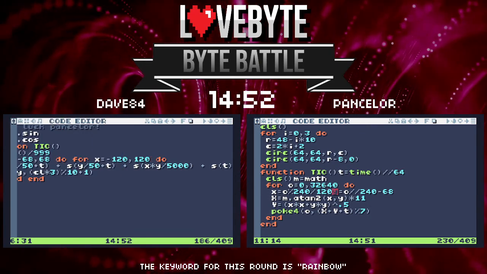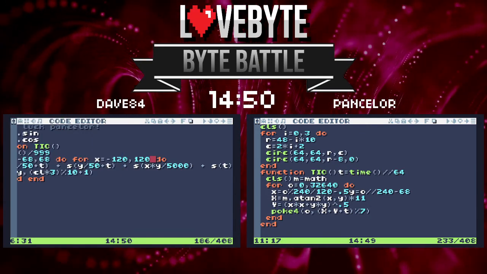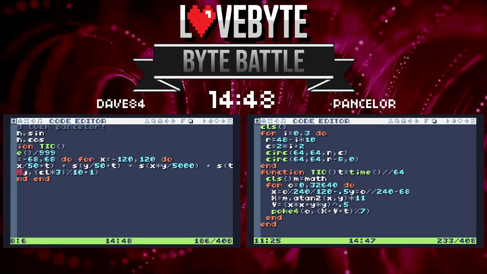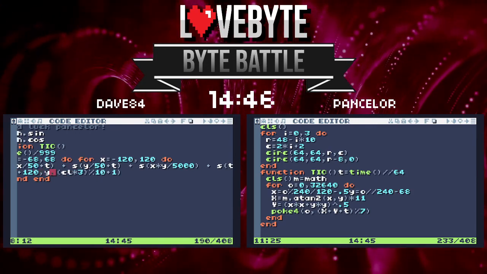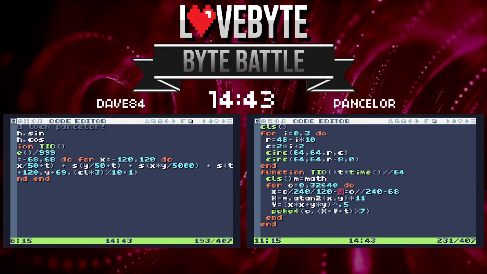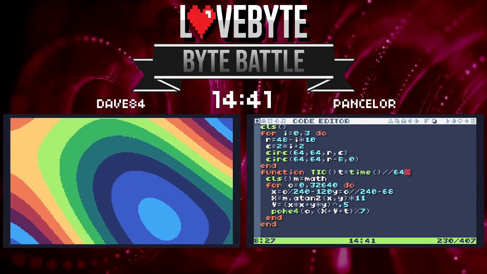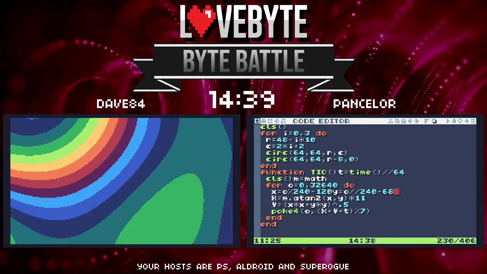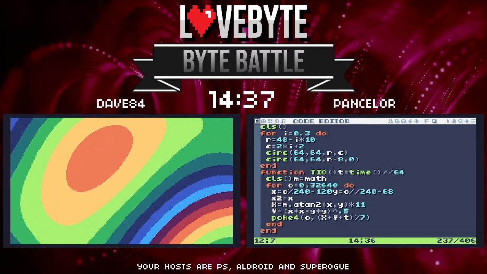So I think that's one of the big charms of the whole fantasy console scene, is going back to those basics of early programming, but doing it in a modern language instead of having to do it in assembler for the sake of speed.